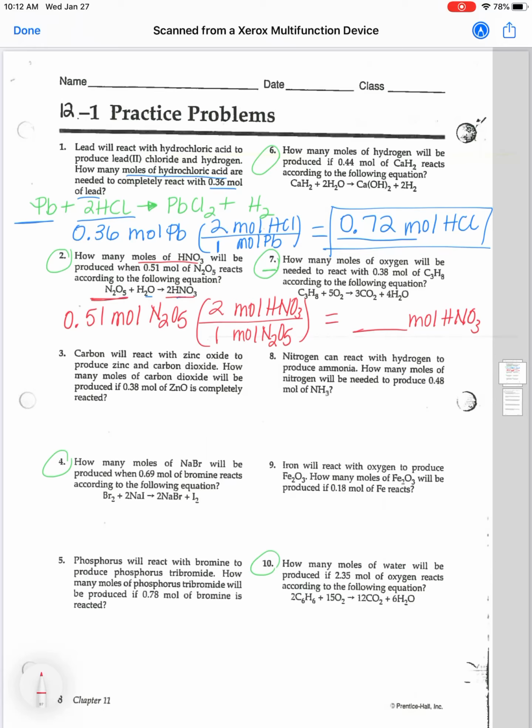So I start by plugging in the number I was given, 0.51. I'm going to multiply by 2 and divide by 1. And that should give me 1.02 moles of HNO3. Your homework assignment tonight is to go through and finish 3 through 10 on this front side of the worksheet.